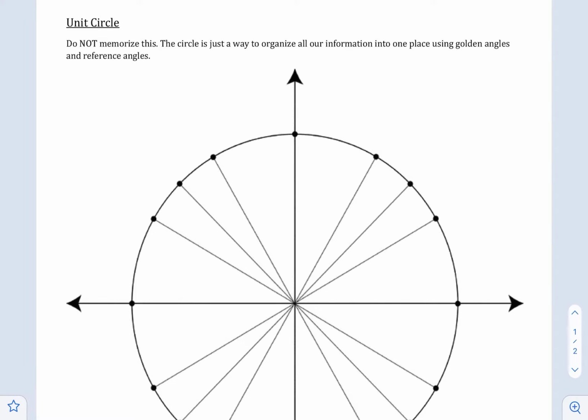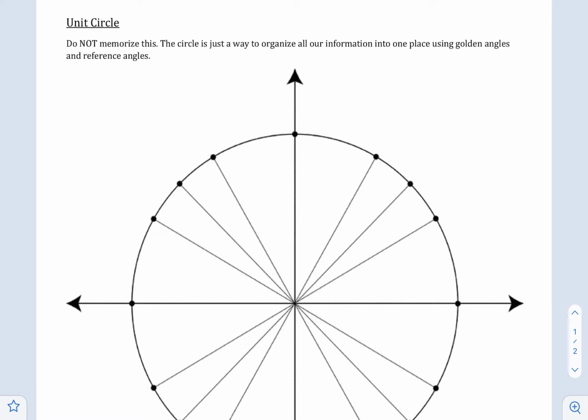We introduced the unit circle in the last video, and now we're going to see it as one big diagram. As I mentioned before, what the unit circle allows us to do is take all those little visuals we've been doing for 30, 45, 60, 0, 90, 180, 270, like they were all separate little visuals, and put it into one big visual. So that's what the unit circle allows us to do.